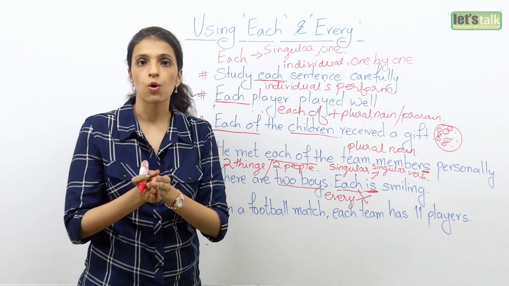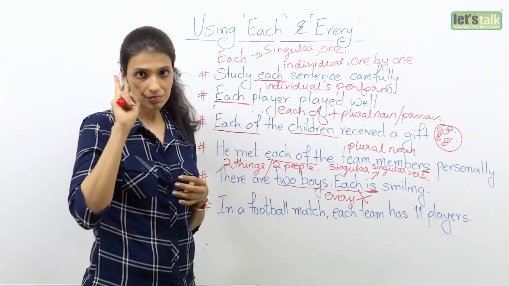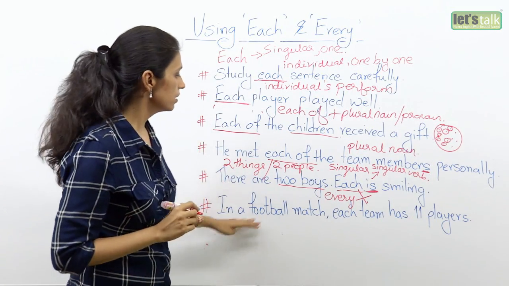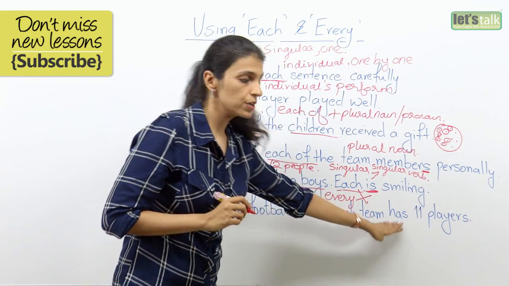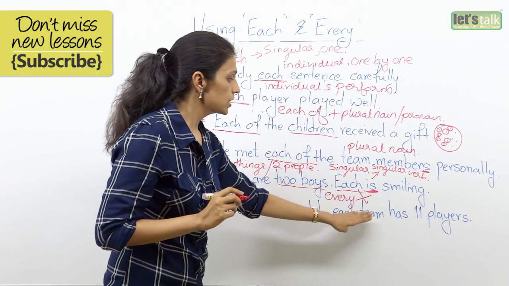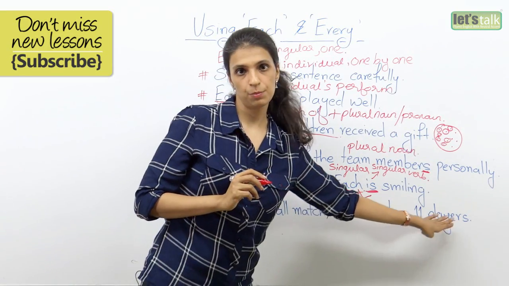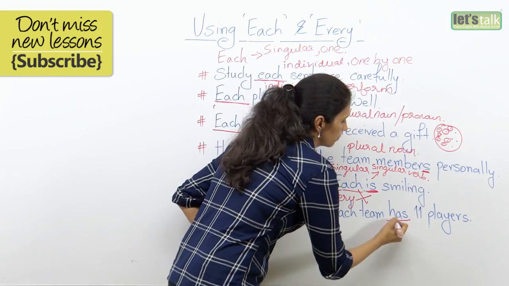Because each is always used for two things, two people, or anything that we talk to, okay? So in a football match, each team, again we have a singular verb because you're talking about each team, okay? Individual team has 11 players, and that is why we use a singular verb.